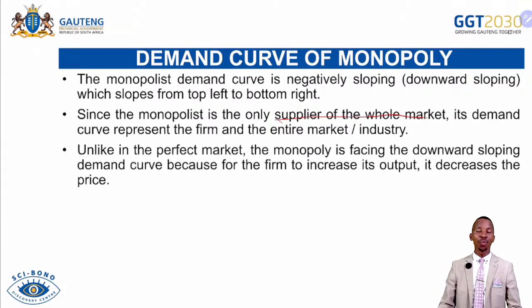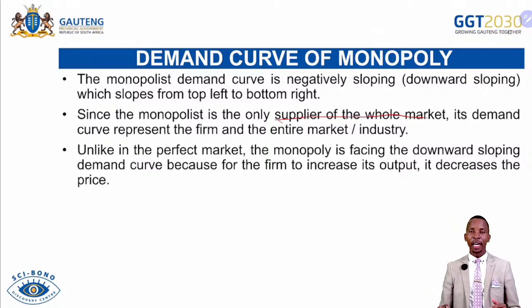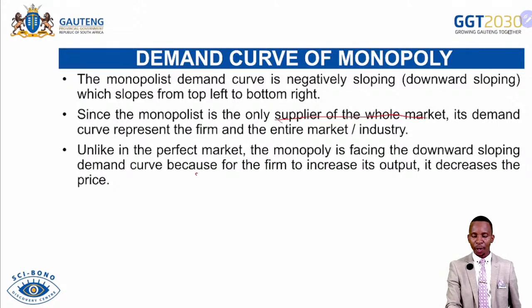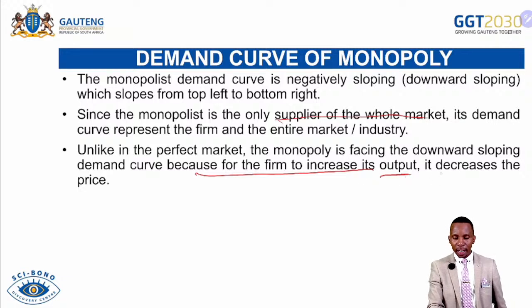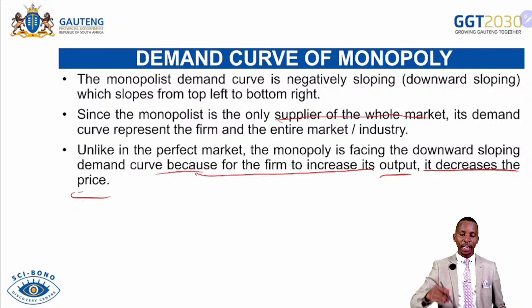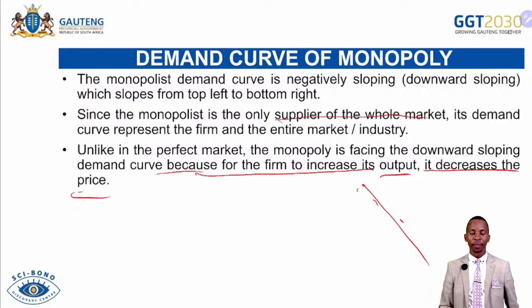Unlike in the perfect market where we have the demand curve for the firm and the demand curve for the industry, in this case the monopoly is facing a downward sloping demand curve because when the firm increases the output, it decreases the price. So for the firm to increase its output, it always decreases the price. That is indicated along the demand curve that is downward sloping.